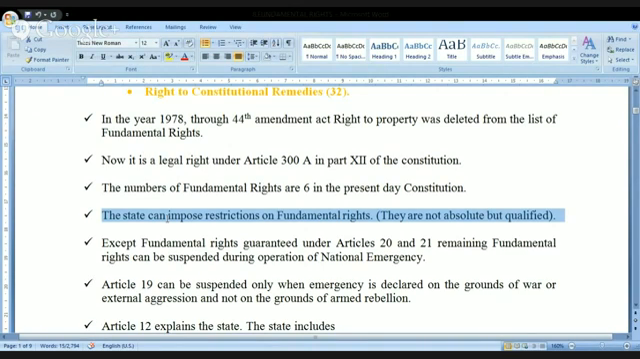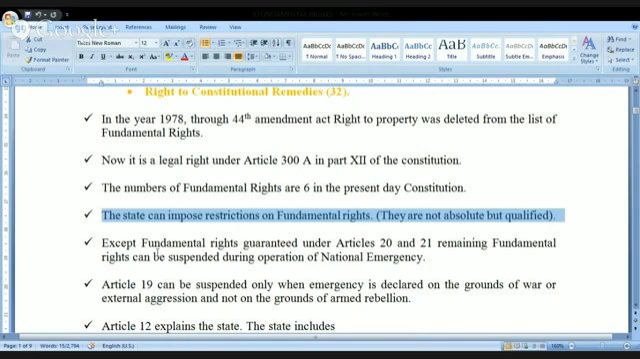If you look at the statement that is present in the brackets, the fundamental rights are not absolute, but they are qualified. What do you mean by this? When I am saying not absolute, it means at every given point of time, I cannot enjoy all the fundamental rights. Because the state, kindly recollect the meaning of the state, has every right to impose restrictions on the fundamental rights. That's the reason why they are not absolute, but they are qualified.